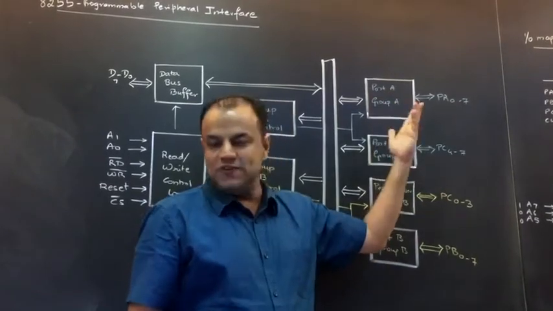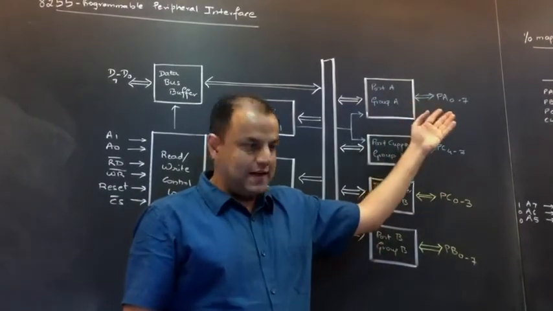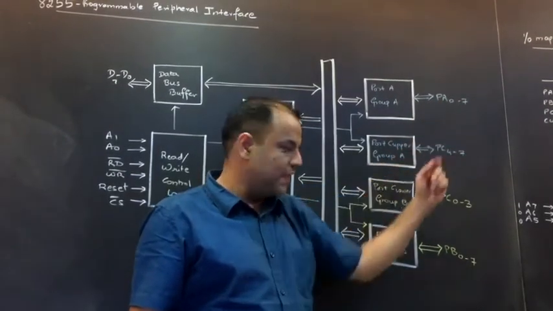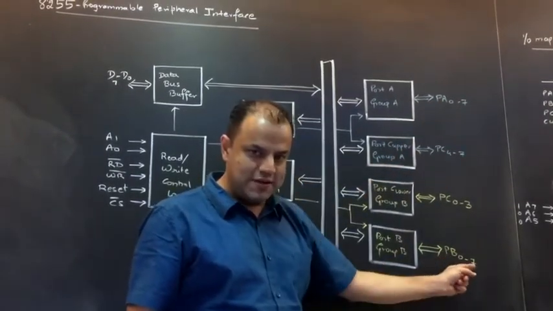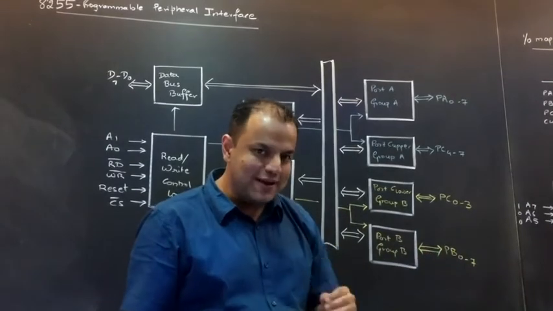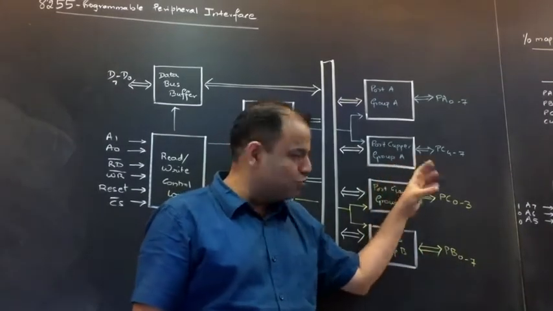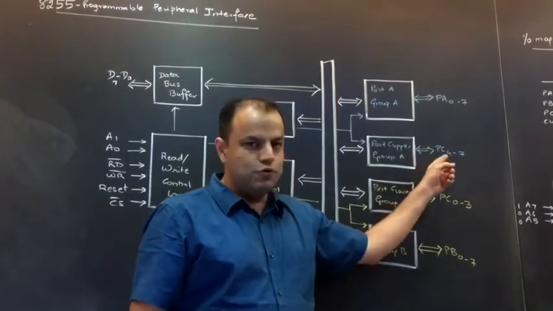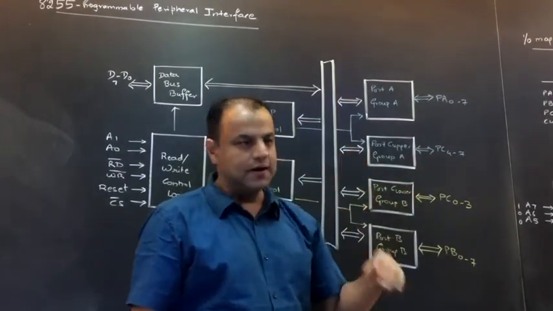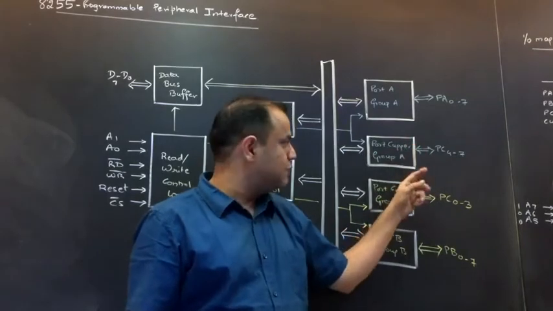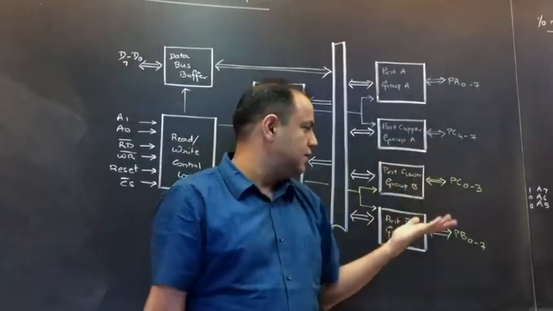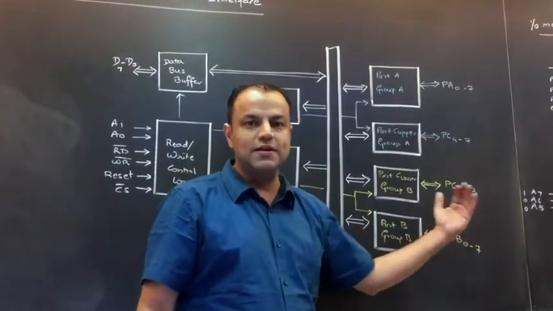All ports are 8-bit ports. Port A's 8 lines are called port A 0 to port A 7. Similarly, port B again 0 to 7. Port C is also an 8-bit port, though it's divided into 2 parts. Port C 0 to 3 is 4 lines. Port C 4 to 7 are again 4 lines. So these are 2 parts of port C. This is called port C upper because these are the higher 4 lines of port C, and this is called port C lower because they are the lower 4 lines.